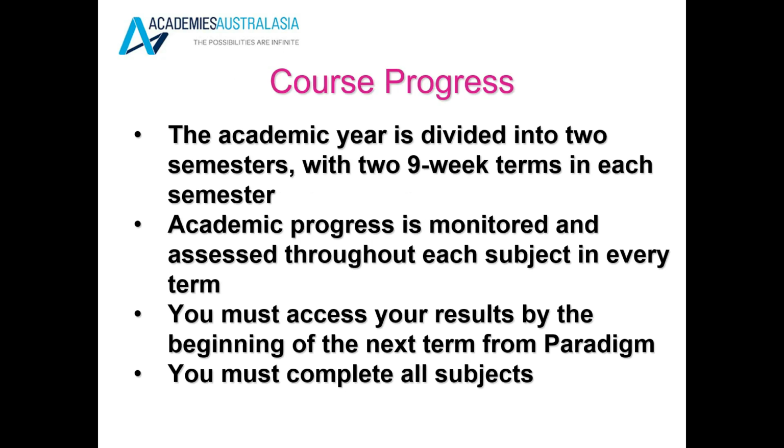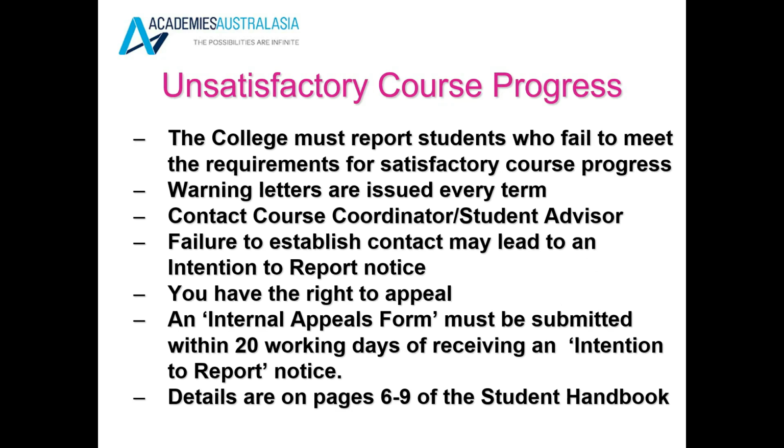Course progress. The academic year is divided into 2 semesters with 2 9-week terms in each semester. Academic progress is monitored and assessed throughout each subject in every term. You must access your results by the beginning of the next term from Paradigm. You must complete all subjects. The college must report students who fail to meet the requirements for satisfactory course progress. Warning letters are issued every term.